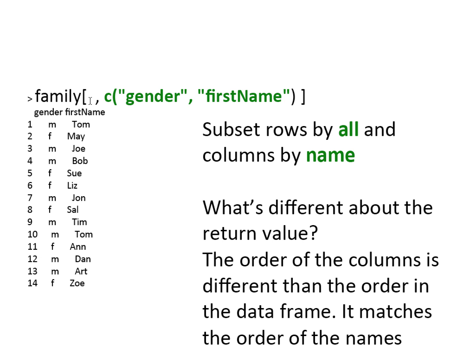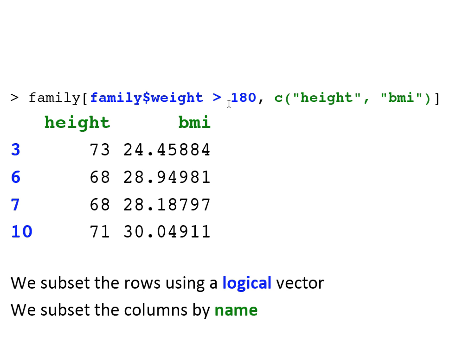Okay, if it's blank, when we do the subsetting, that means take them all, just like we've seen when we did this at the vector level. So take all observations, and I want the concatenation of gender and first name, so those are the variables I'm interested in. So there we see it, and notice it comes out looking like a data frame, not like a series of values. So we can get really elaborate. We can say, take all the observations where weight is greater than 180, and take the variables height and BMI.